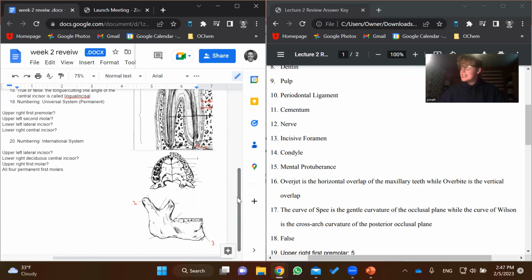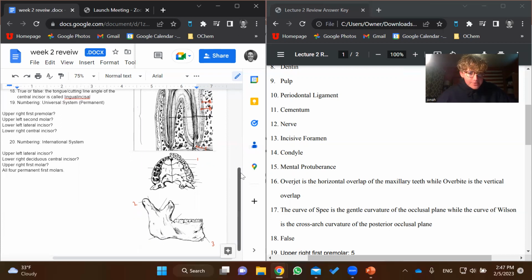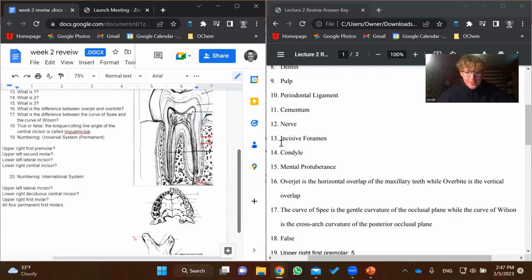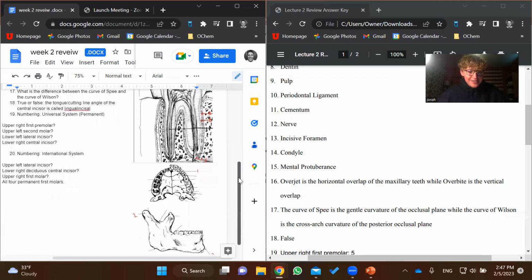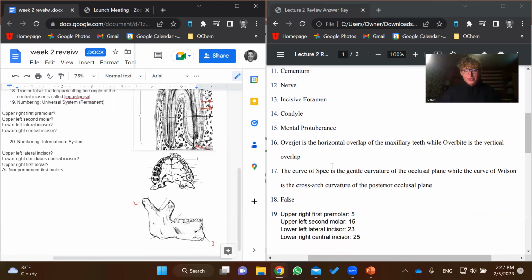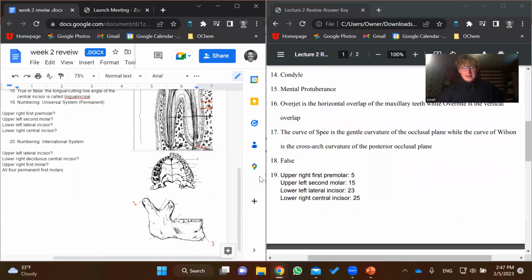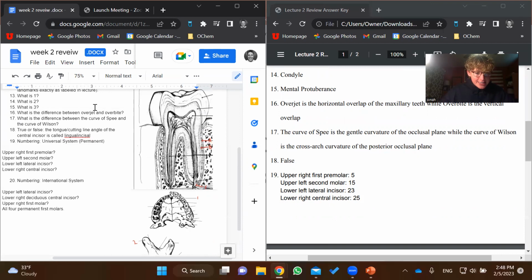2 is the condyle, and then number 3 is the mental protuberance. So I think of that as like me stroking my chin, this mental protuberance right here when I'm having a real powerful mental moment. What's the difference between overjet and overbite?